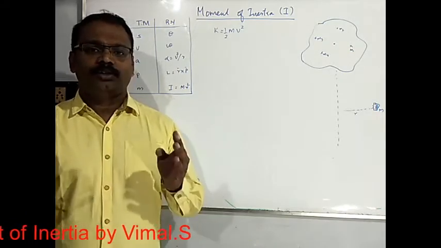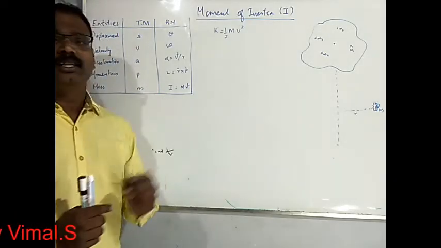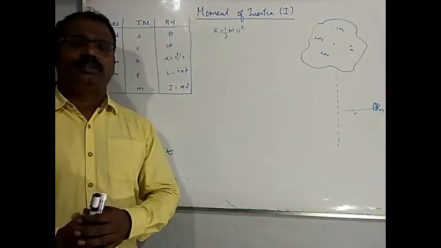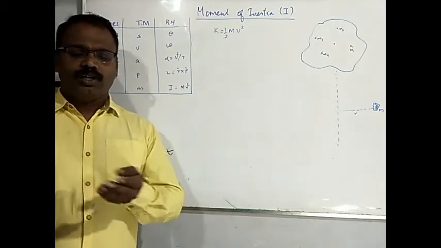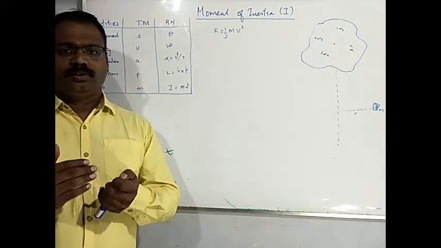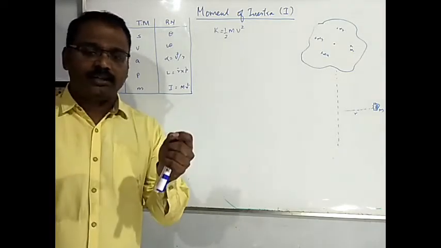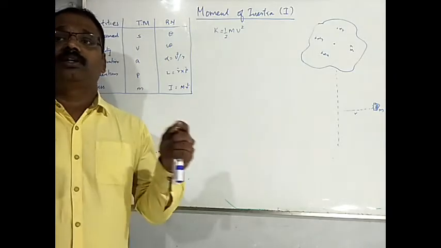We have learned two types of motion. One is linear motion, or translational motion, and the second one is rotational motion. In translational motion, the object moves in a particular direction, right? If the body can move in a particular line, or in a particular space, or in a particular place.